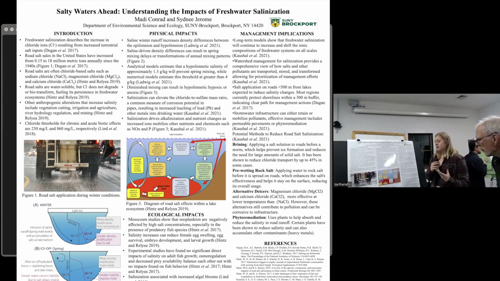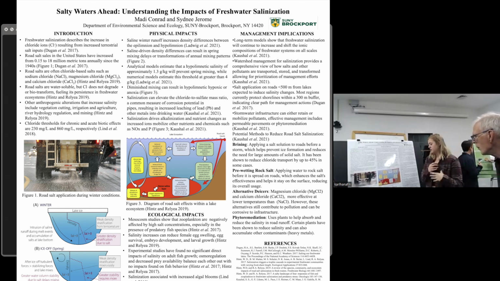So the thing with salinization and fish, though, is that it can be impactful on different life stages of fish. So juvenile fish and fish that are in the egg stage, it has been found that salinity will reduce the female's egg swelling, egg survival, and embryo development, as well as larval growth. So overall, it just kind of messes with the food web dynamic within the lake system.